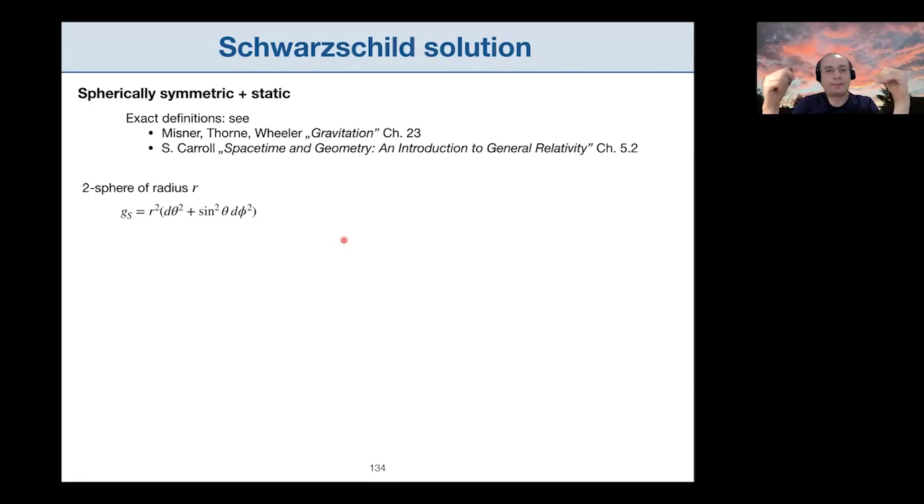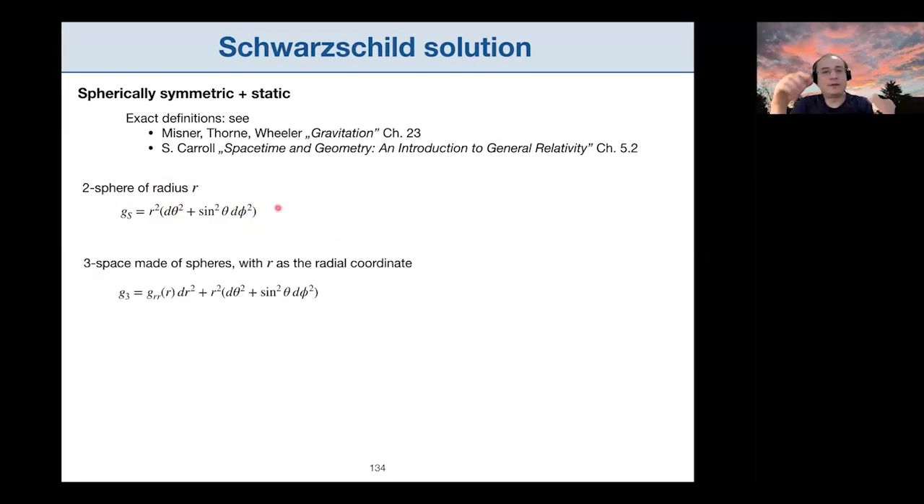So we would like to find a general expression for a metric of a spacetime which is spherically symmetric and static. We begin with a two-sphere of radius r and the metric induced on that. It's parameterized by theta and phi, and this is the standard metric. Now, imagine that we want to make a space out of these spheres representing a constant time slice. We assume that the radius of these spheres increases as we move away, so we can use this r as a radial coordinate. We assume that this radial coordinate is orthogonal to theta and phi. In fact, the spacetime would not be spherically symmetric if we did not assume that.